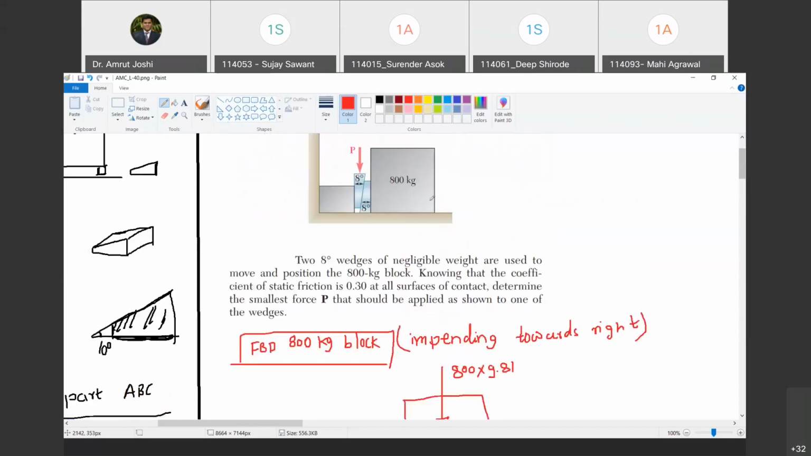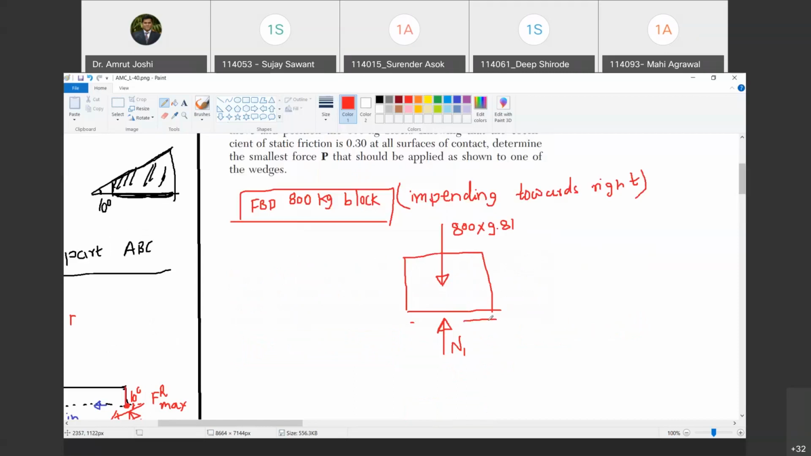Now the block's impending motion is towards right. I am writing down the frictional force offered by floor on the block. So where should I station the observer? I should station the observer on floor. Do you agree with me? Yes, sir. And with reference to floor, the block is about to move towards right. So therefore, floor is going to apply reaction towards left, frictional reaction towards left.